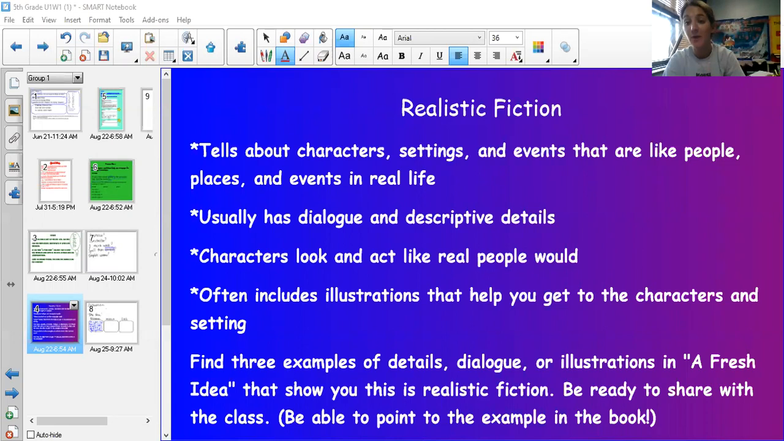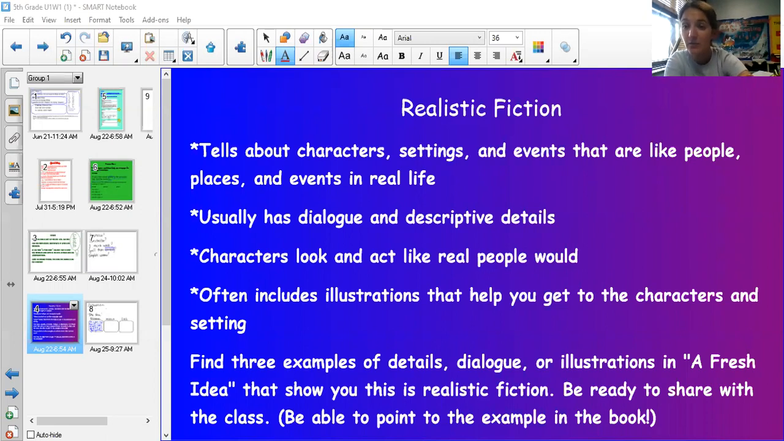Remote learning practice. Those of you that are at home doing remote learning, this is the time that fifth grade in school is practicing remote learning. So you guys are pretty much experts at this point. As always, if you have any questions, feel free to reach out. So today, once again, we're talking about realistic fiction.